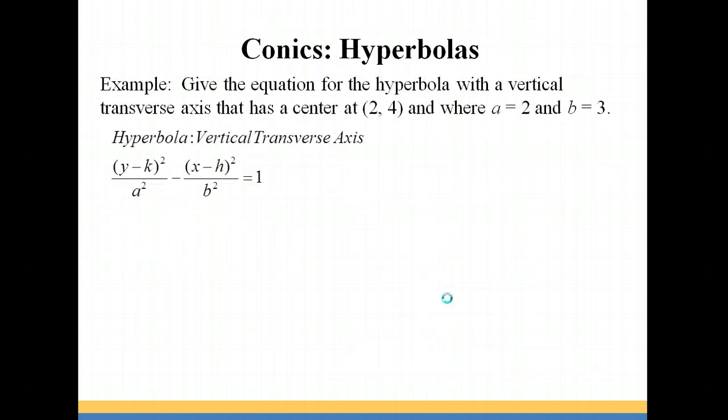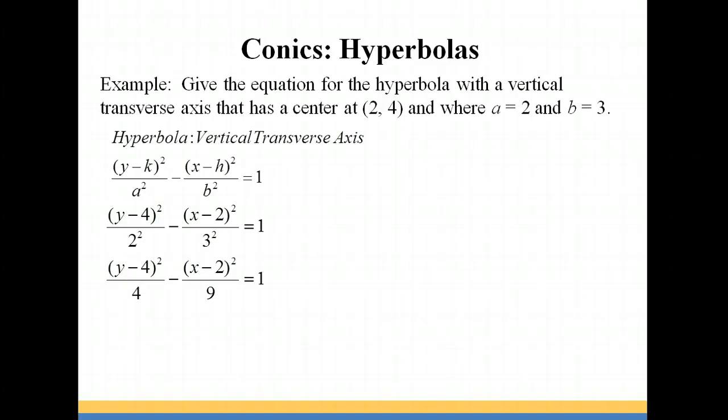Okay, so now what we want to do is give an equation for a hyperbola that has a vertical transverse axis and has a center at 2, 4, and our a value is 2 and our b value is 3. Alright, so the first thing that we need to do is decide which equation we need to use. Since it has a vertical transverse axis, we're going to use the equation where the y value is positive. Then we can plug in our center point at 2, 4. Remember, 2 is an x value and 4 is a y value, so no matter what order you have your equation in, the 2 goes next to x and the 4 goes next to the y.